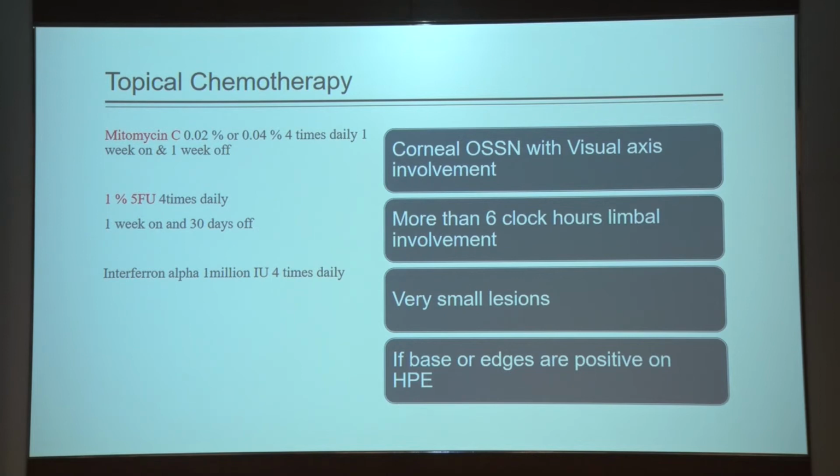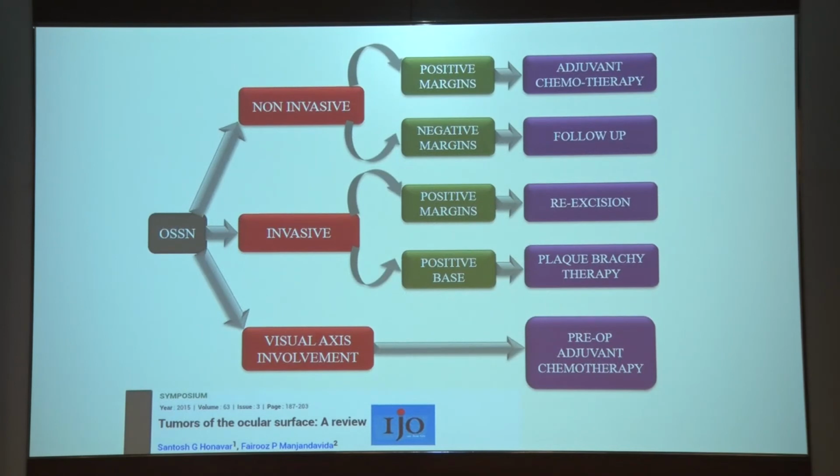You should be knowing about the agents which are used for chemotherapy. So this is again given by Santosh Honavar sir, the classification based on histopathology and the treatment protocols. So if you have an invasive type of OSSN with a positive margin, then you have to re-excise. With a positive base, then you have to go for a plaque brachytherapy. Like I told you before, if the visual axis is involved, then we do a pre-op adjuvant chemotherapy. We use mitomycin C in our hospital, but if the patient can afford it, then the patient can go for interferon alpha.